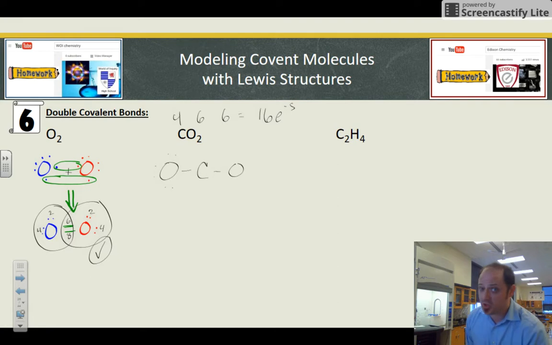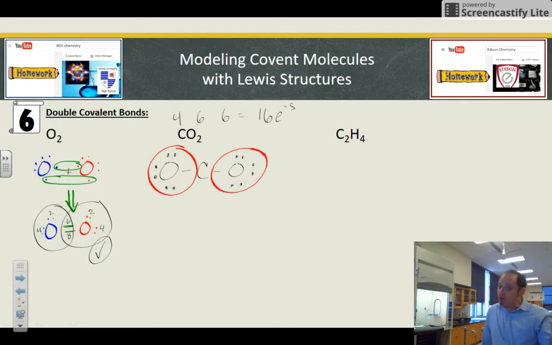Because oxygen came with 6 in the first place, odds are it's holding on to them as well. Okay, so now he's going to count and see. Okay, he's used all the electrons. There's 16 represented there, but our octets are not satisfied. Both oxygens are good here, but carbon is not good.